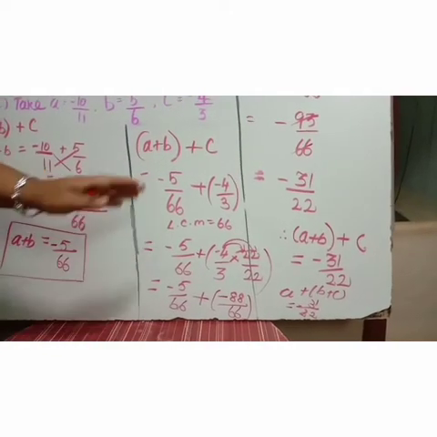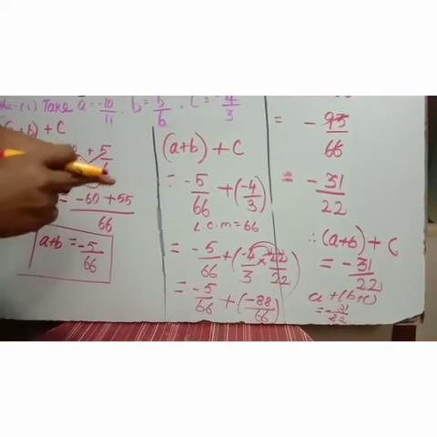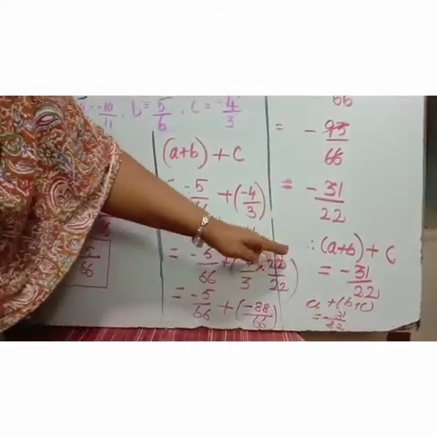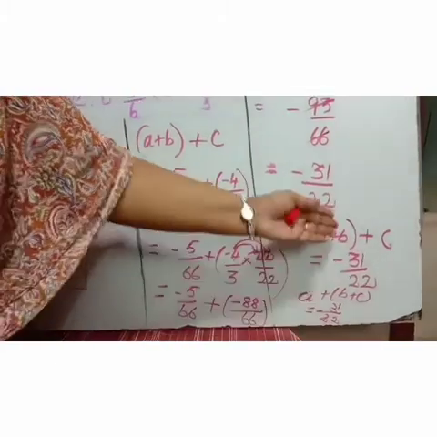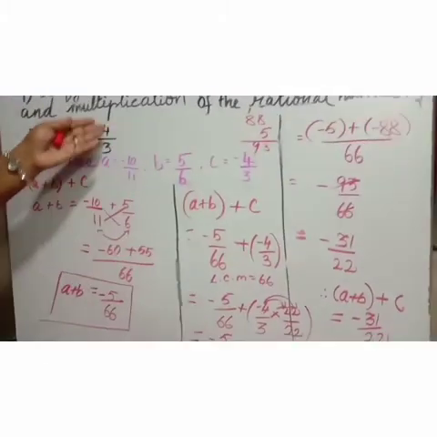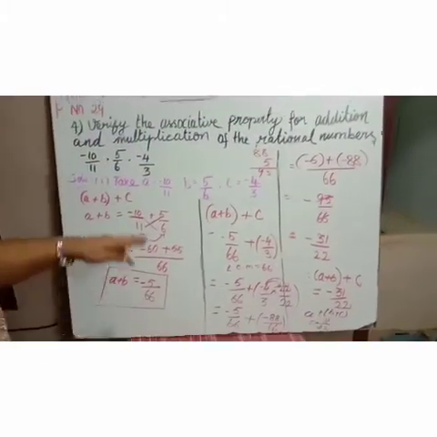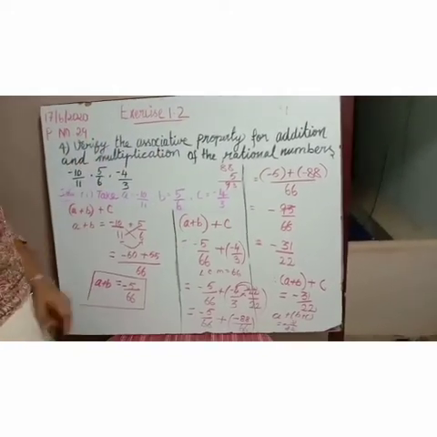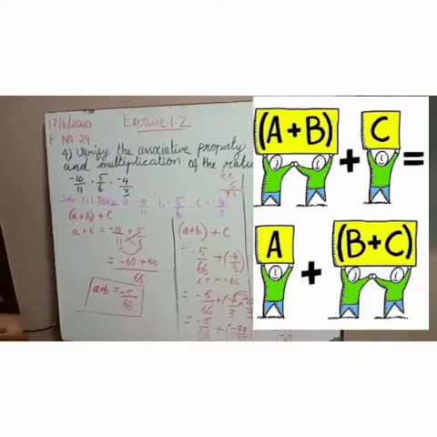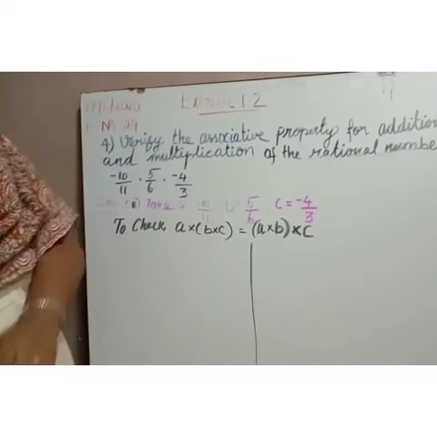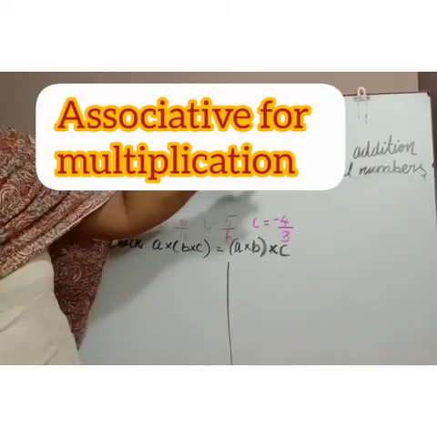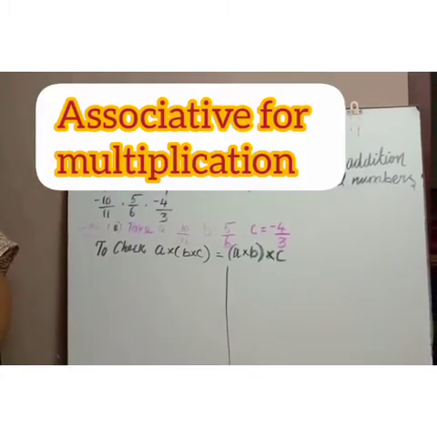So listen, the associative property means we change the bracket, not the numbers. If the two answers are the same, it is called the associative property. Associative property for addition is over. So the next part is the associative property for multiplication.